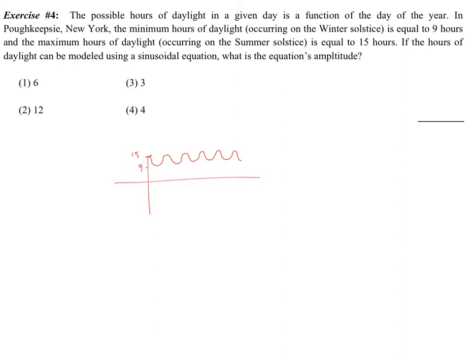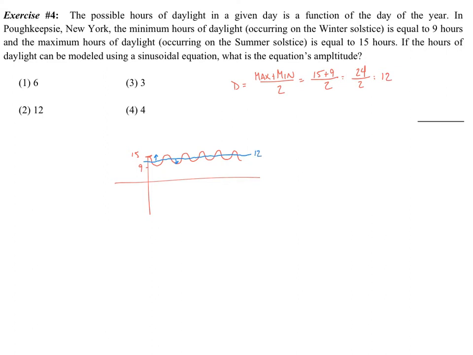And before we can figure out the amplitude, we need that midline, because once we have the midline, we can figure out how high and how low our function goes above and below that midline. So to find the midline, D, we usually take the max, add it to the min, and divide by 2. So if our maximum value is 15 and our minimum value is 9, we'll add those two things together and get 24. Divided by 2 is 12. So now I know that my midline is at 12.